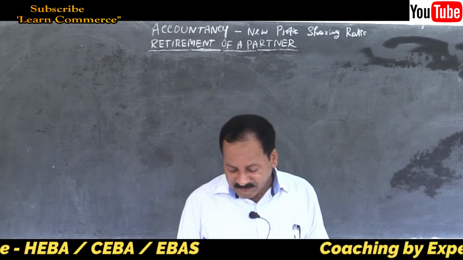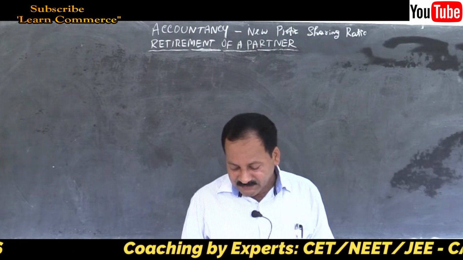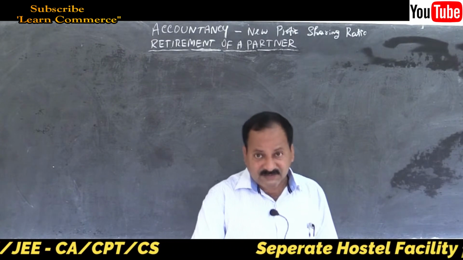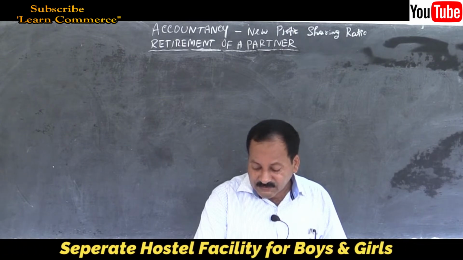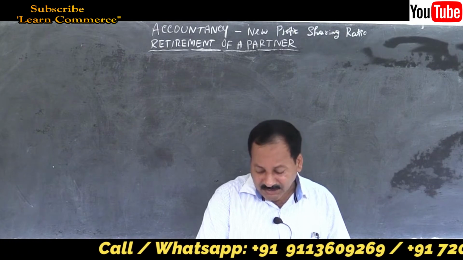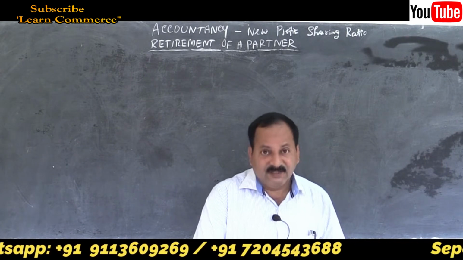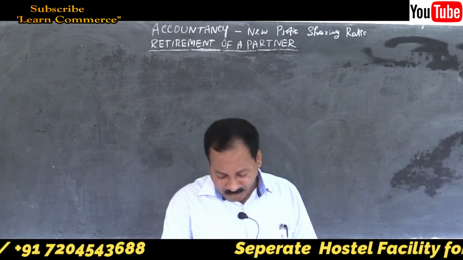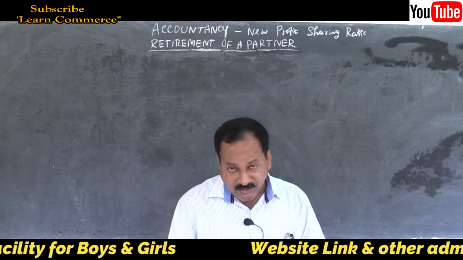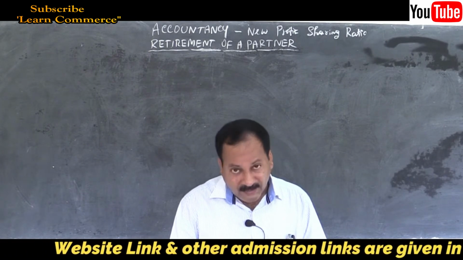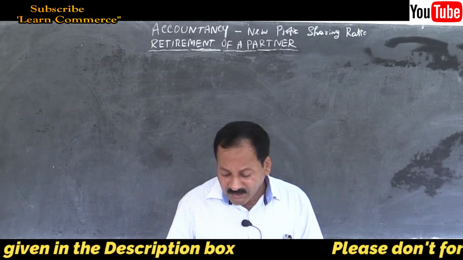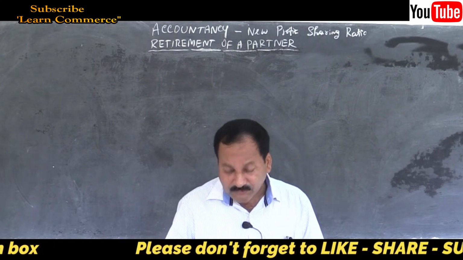Pooja, Priya and Pratishtha are partners sharing profits and loss in the ratio of 3:2:1. So 3:2:1 means 3 plus 2 plus 1, so the denominator will be 6, isn't it? 3 by 6, 2 by 6 and 1 by 6 were their ratios. Priya retires, the middle partner retires, whose share was 2 by 6, right? Her share is taken by Pooja and Pratishtha in the ratio of 2:1.